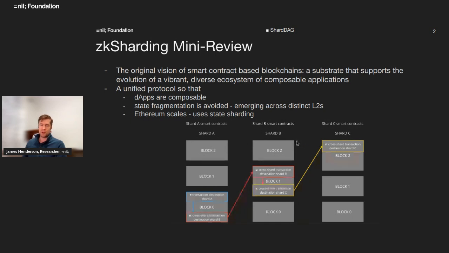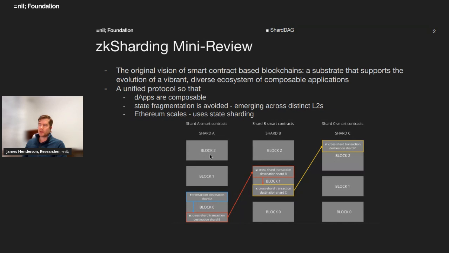In case you aren't familiar, a state sharded system maybe diagrammatically looks a bit like this, where you have a set of distinct shards that each act a bit like their own blockchain. But the key point here is that each shard has its own set of smart contracts. So shard A here has its smart contracts, shard B has its smart contracts, and so on. And each shard is only able to interact directly with its own particular set of smart contracts. It can't interact directly with the smart contracts on a different shard.